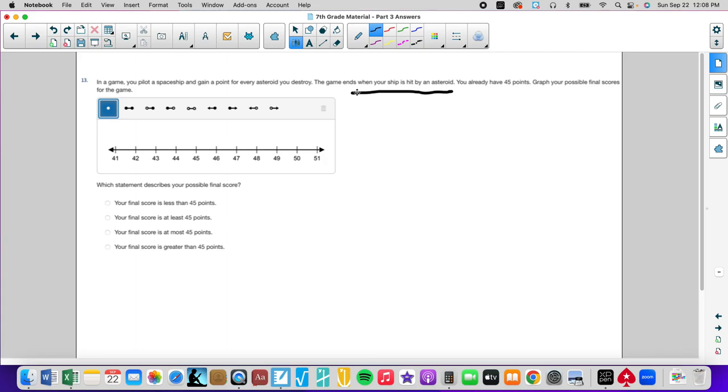So if your ship gets destroyed by an asteroid and it destroys the asteroid, you would have at least 46, because you have 45, and then you get a point for the asteroid that also destroyed your ship. So to me, it would have to be at least 46 points, but we're making the assumption. Looking at our choices, your final score is at least 45 points, because even if you don't know, you know that you have 45 at the minimum.